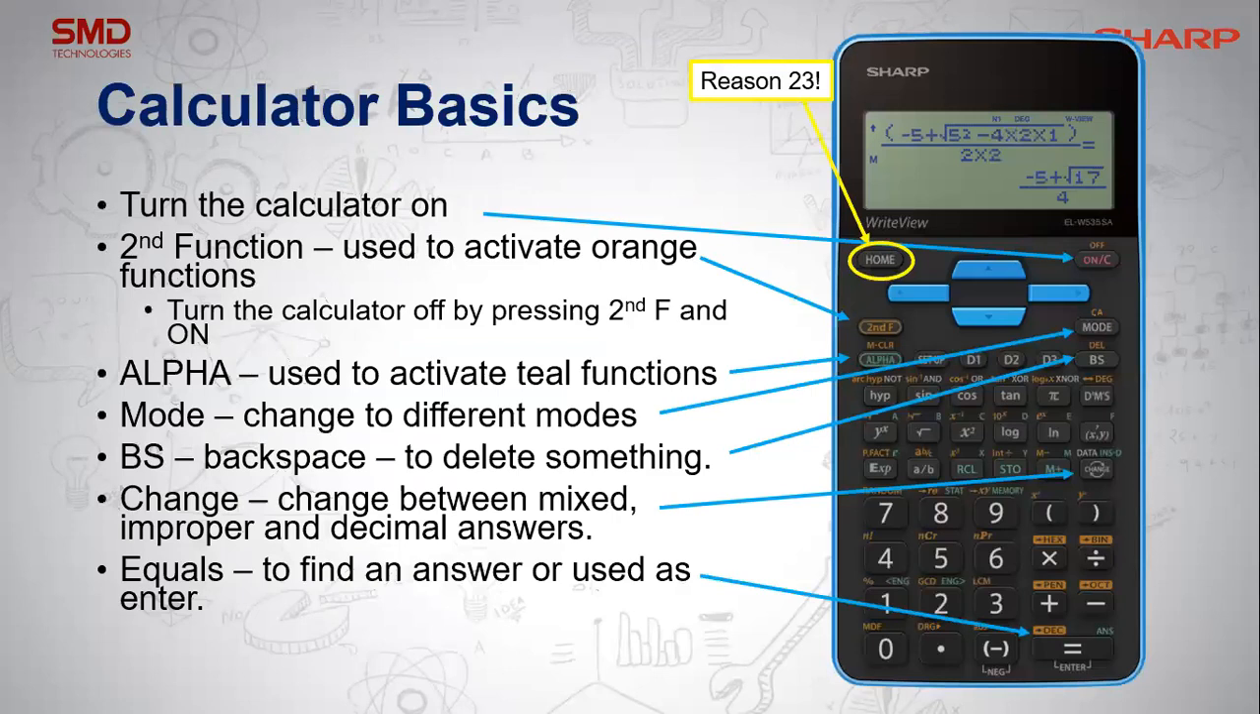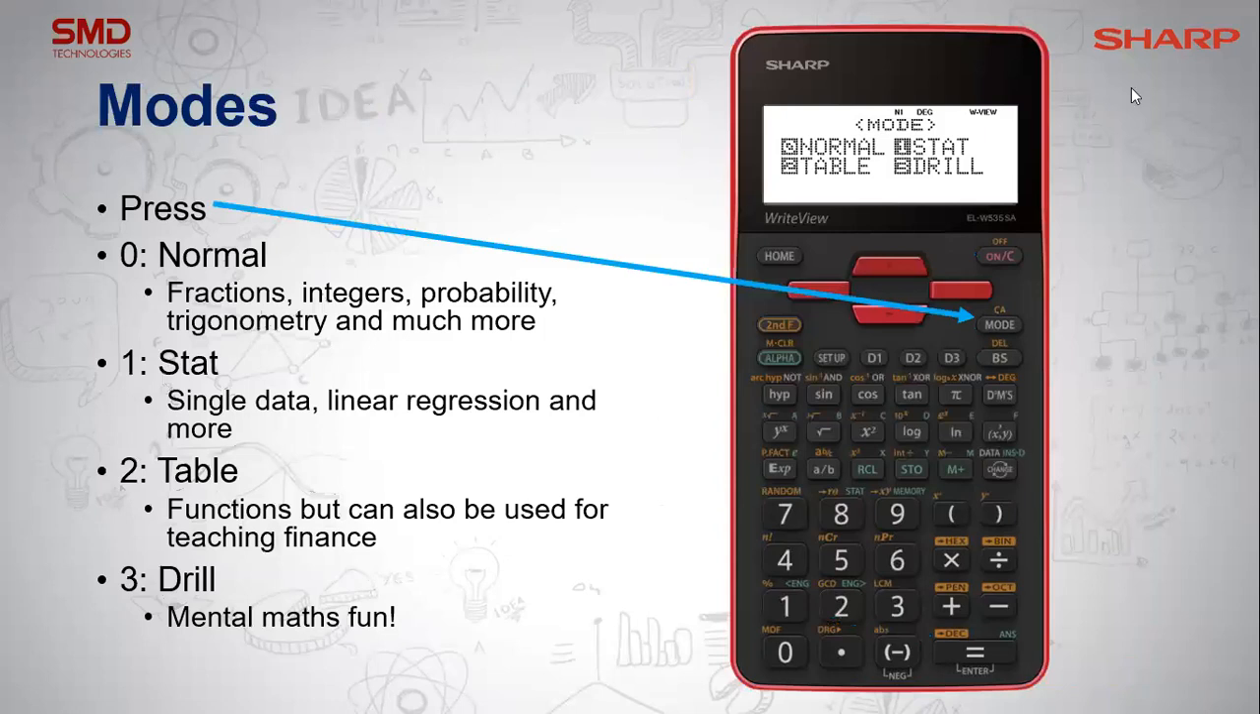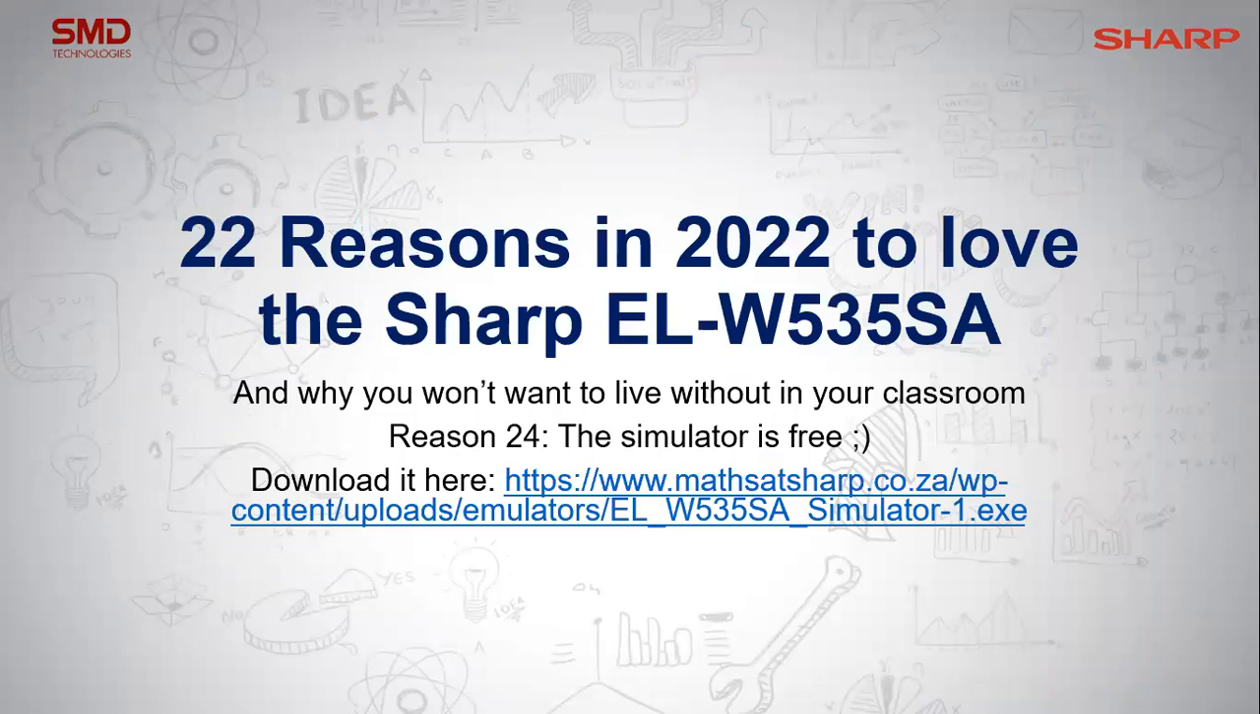So the first things first, and here's reason 23, see what I mean, the home button. So home takes you from whatever other mode you're in back to normal mode. So if you're lost and you're sick of pressing mode and 0 for normal, then you can press the home button and it takes you back as well. And then of course our 4 different modes, which I will go through in a minute or two.